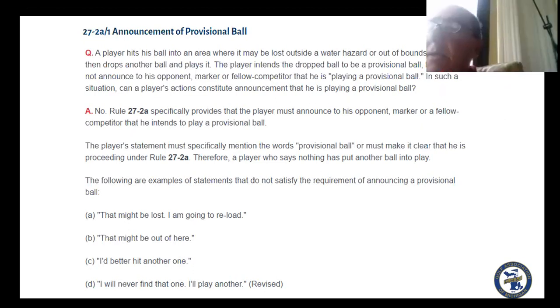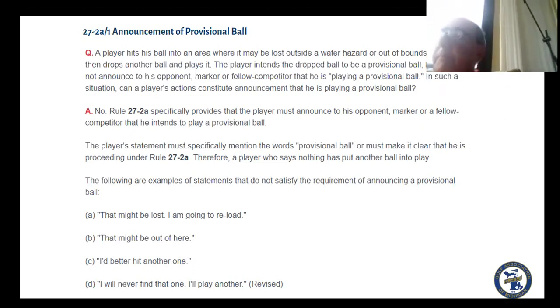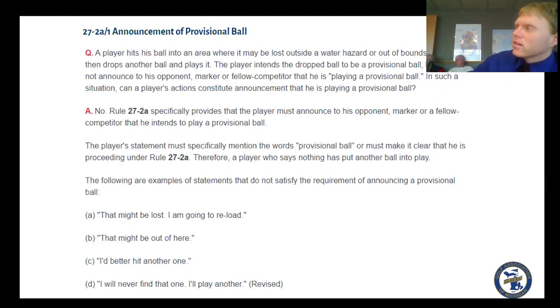So now I'm sitting in the park at Plum Hollow, and a guy just rips his tee shot into the trees on the left. He sees me sitting there, and he turns around and he says, I'm going to proceed under 27-2. And I said, now I can't say that anymore. Yeah, go ahead, Richard.